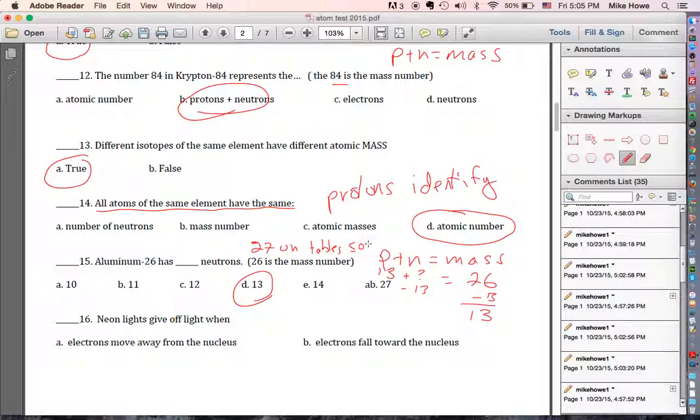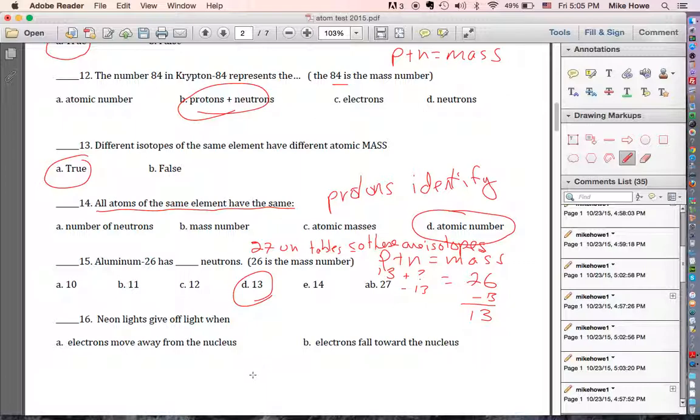So these are isotopes. They have different numbers of neutrons, so the mass changes. But the protons are the same for both. They're both 13, they're aluminum.